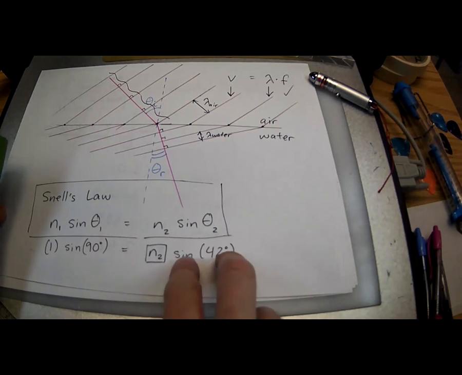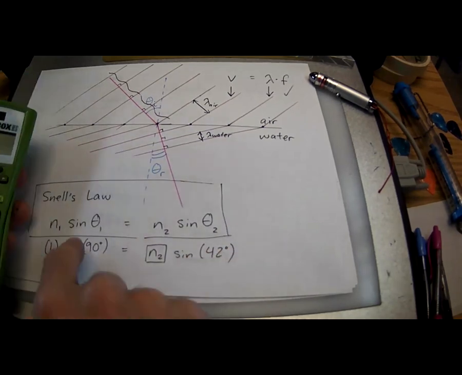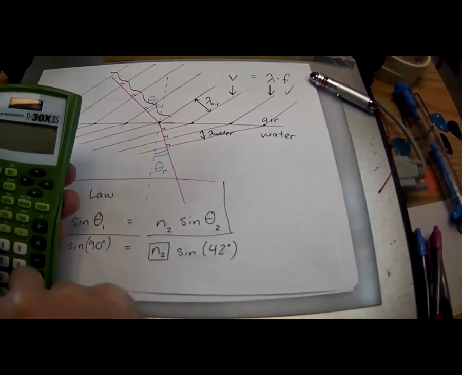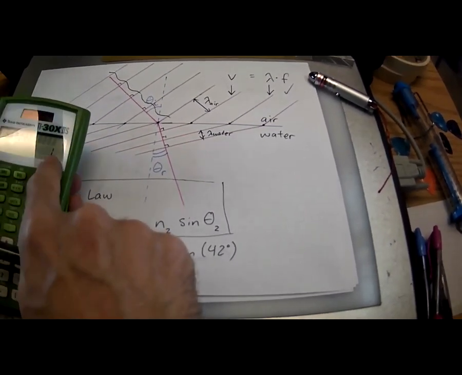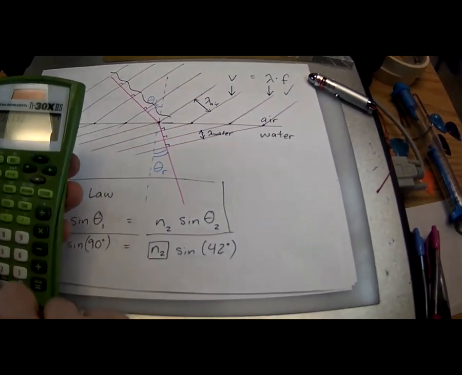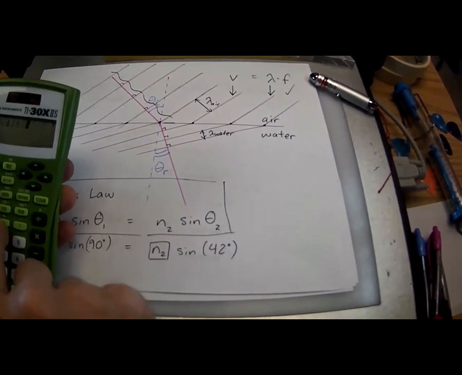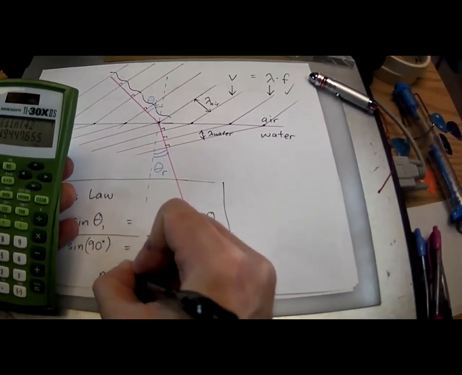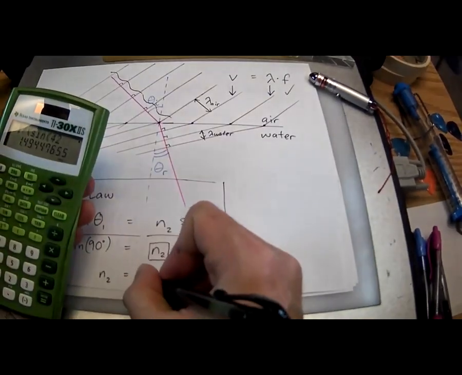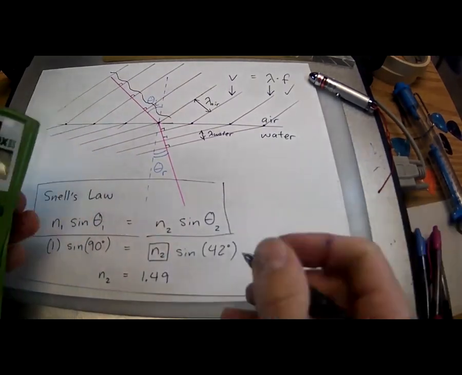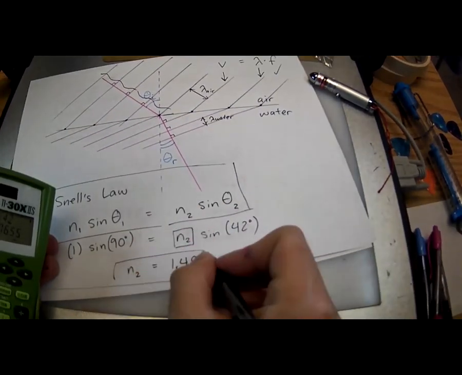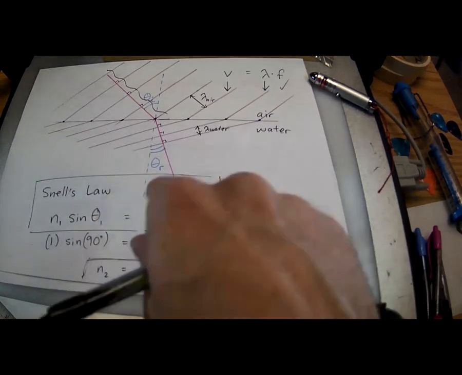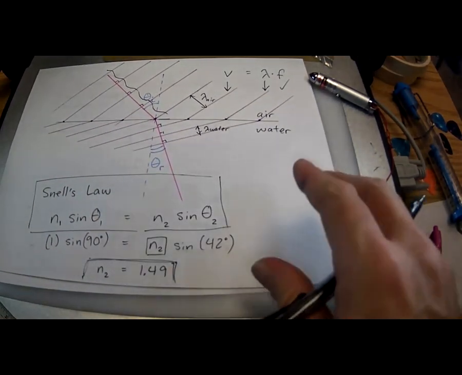Just take sine of 42 degrees, divide it down. Oh, what is sine of 90 degrees, by the way? It's equal to 1, exactly. So this is really 1 over sine of the critical angle, 42 degrees. It looks like his index of refraction was 1.49. So it's probably 1.5 is probably what it was, but 1.49 based on that critical angle. So there's a quick run of Snell's law to solve for something.